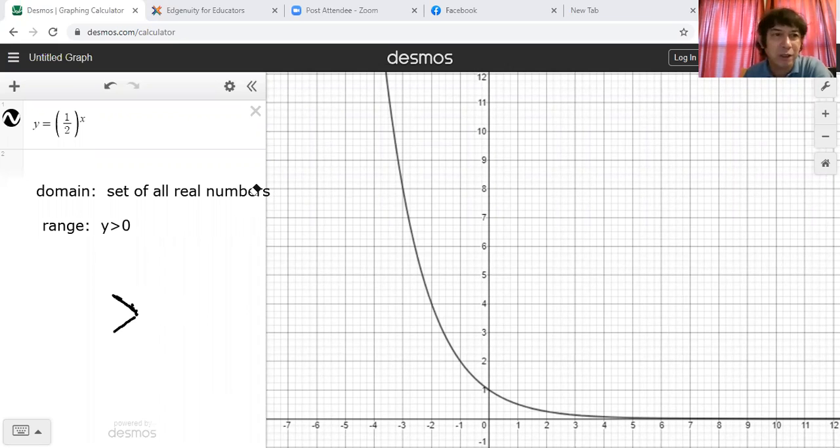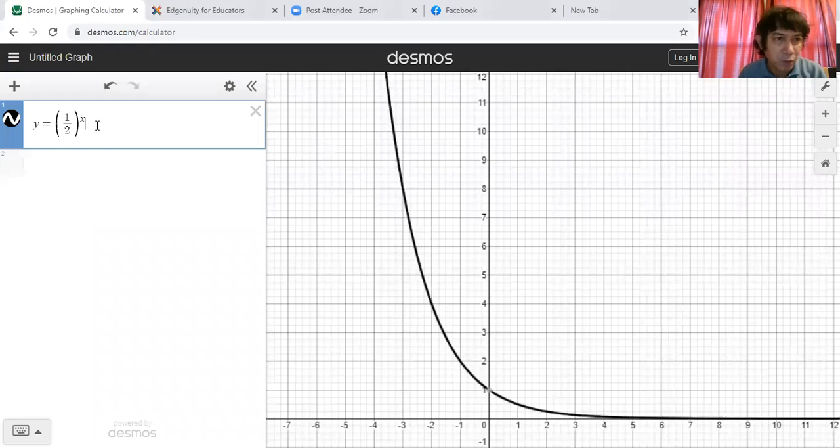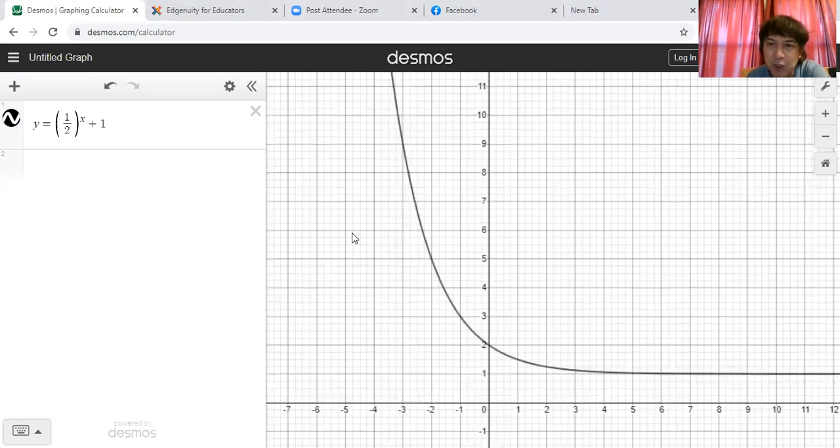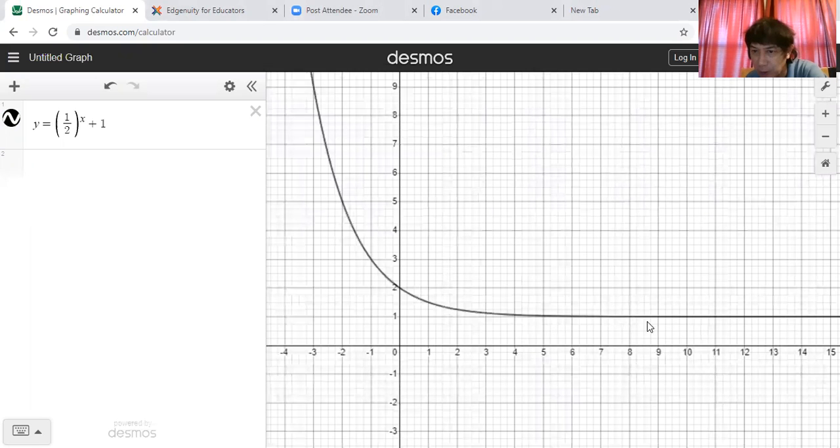exponential decay. Okay, now let's add some translation. Say, for example, we have something like this. If the graph is like this, say y is equal to 1/2 raised to the power x, plus 1 there. Let's examine the range. The range is now changed. The range now looks like from a value just higher than 1, because the asymptotic line is y is equal to 1. The line approached by the graph is y equal to 1.